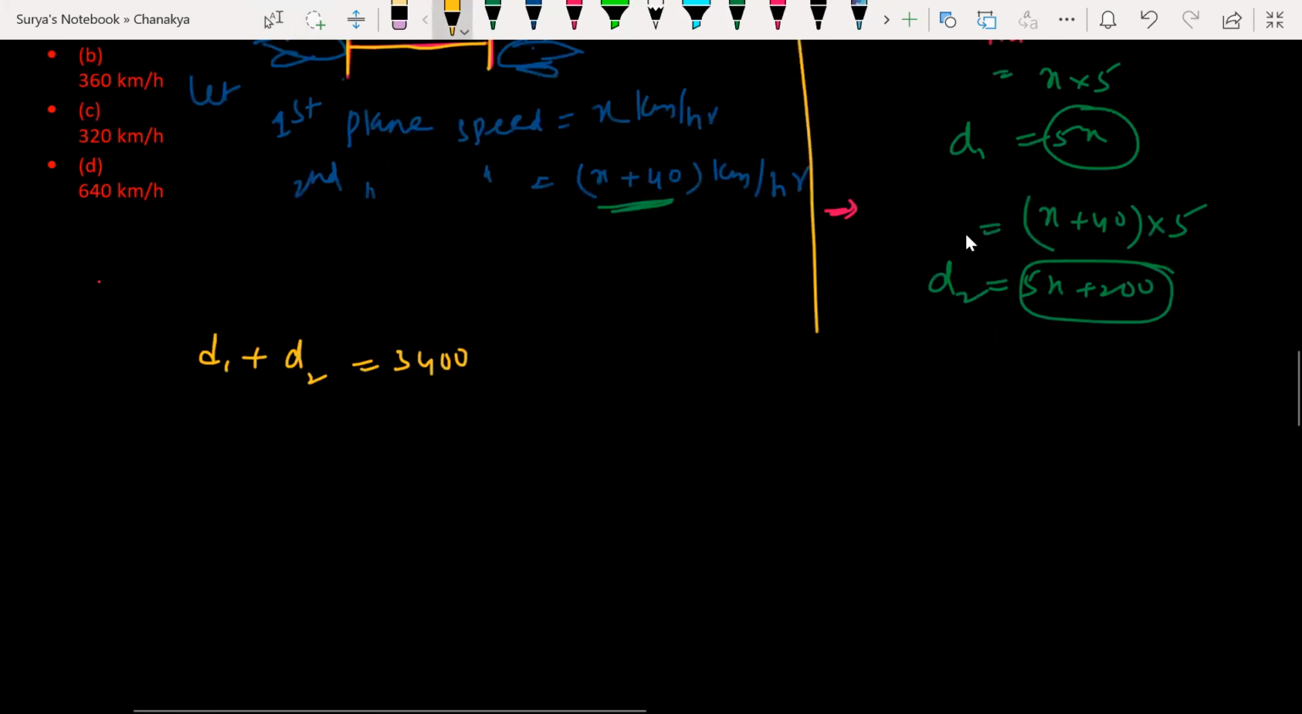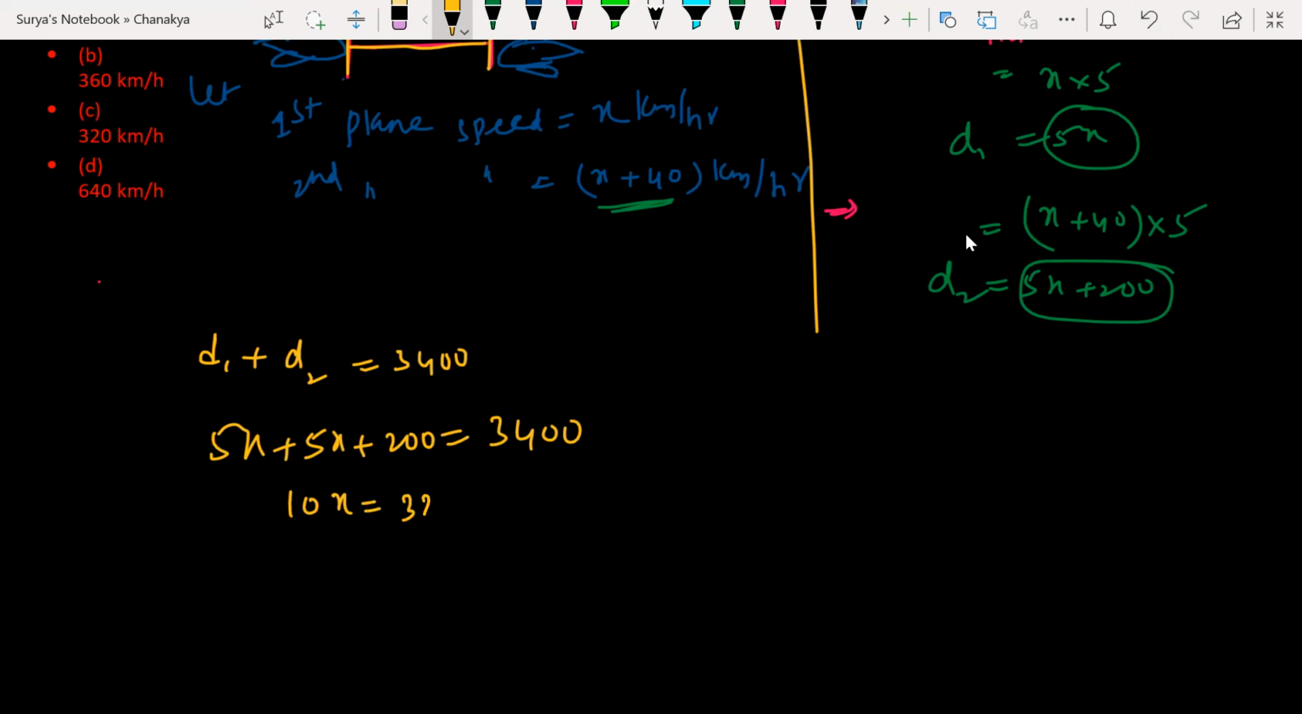So what is distance 1 here? 5x plus 5x plus 200 is equal to 3,400. So 10x is equal to 3,200. Yes or no? X is equal to 320 kilometers.